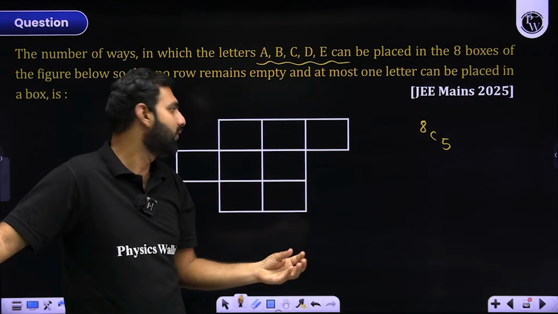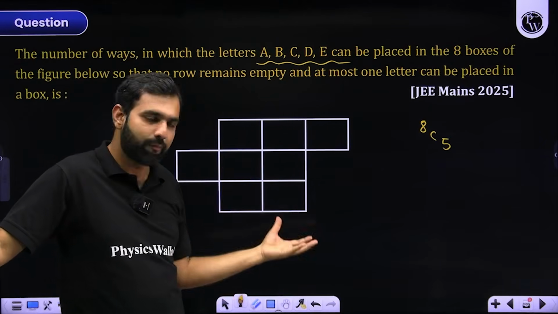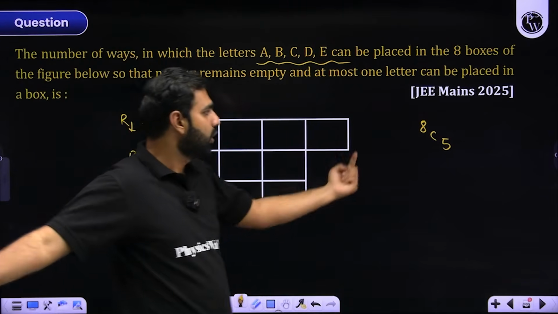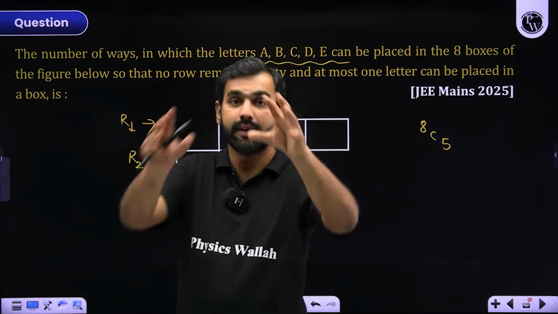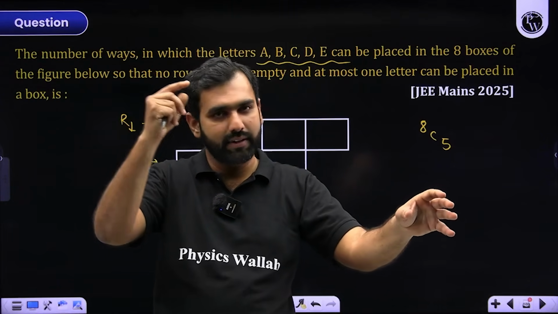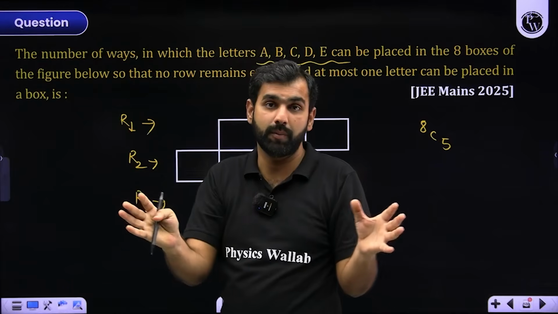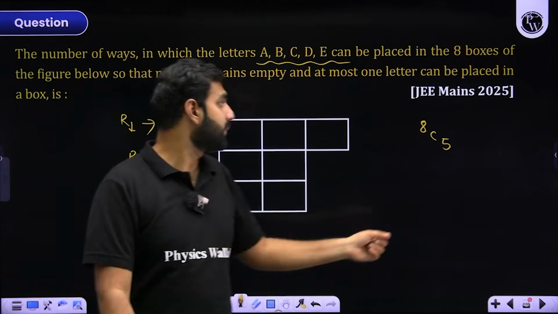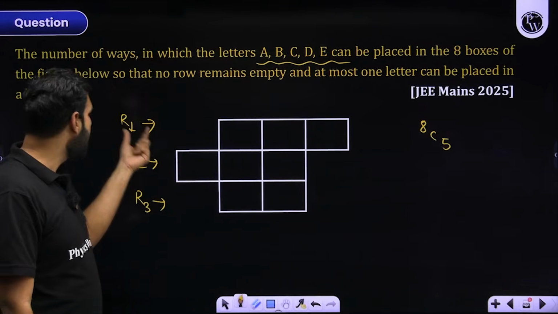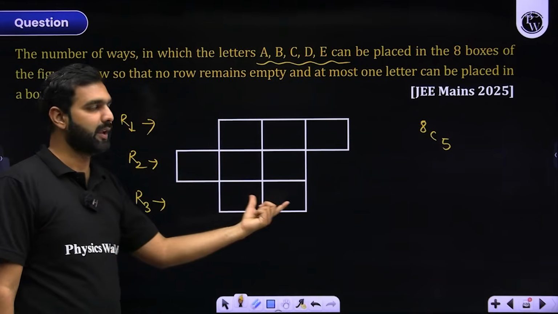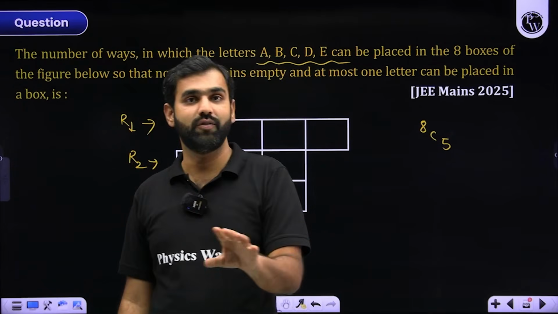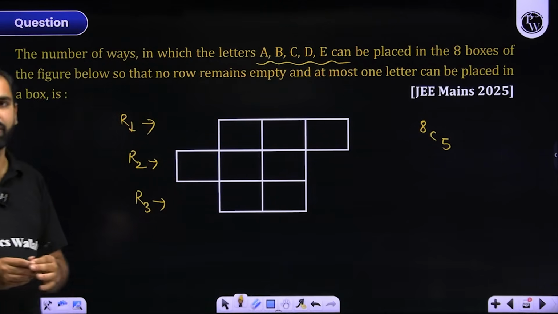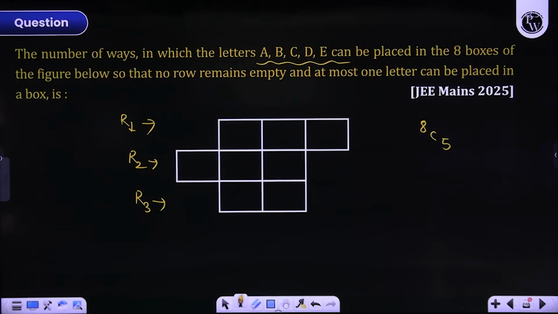Out of 8, 5 boxes are to be filled, so you will have to keep them in at least 2 rows. And 3 rows staying empty is not a possibility. So out of total possibilities, there are 2 categories: exactly 1 row is remaining empty, or no row is remaining empty. So if I remove from the total those cases in which R1 is empty, or R2 is empty, or R3 is empty, I'll be left with the cases when no row is remaining empty. If you could solve that, I'll be really happy. So as of now, pause the video, do it by yourself, and then we'll discuss it together.